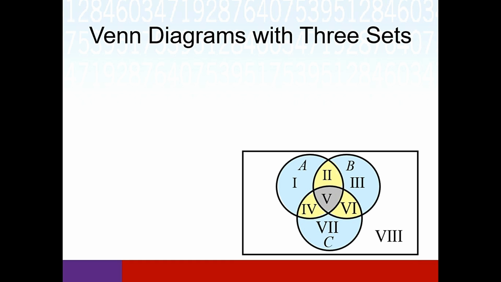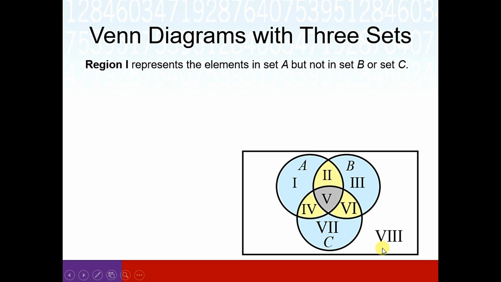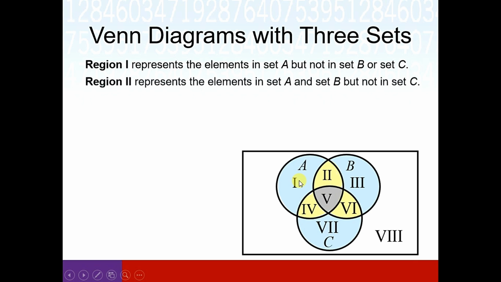So now let us consider Venn diagrams with 3 sets. 3 sets represent 3 circles. So with these 3 circles, we will have 7 regions in all. Region 1 will represent set A but not in set B and set C. Region 2 will represent set A and set B but not in set C. Okay, this one.